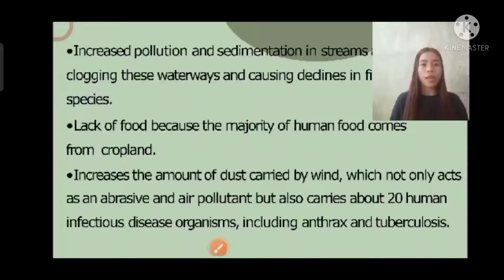Fifth, it increases the amount of dust carried by wind, which not only acts as an abrasive and air pollutant, but also carries about 20 human infectious disease organisms, including anthrax and tuberculosis.